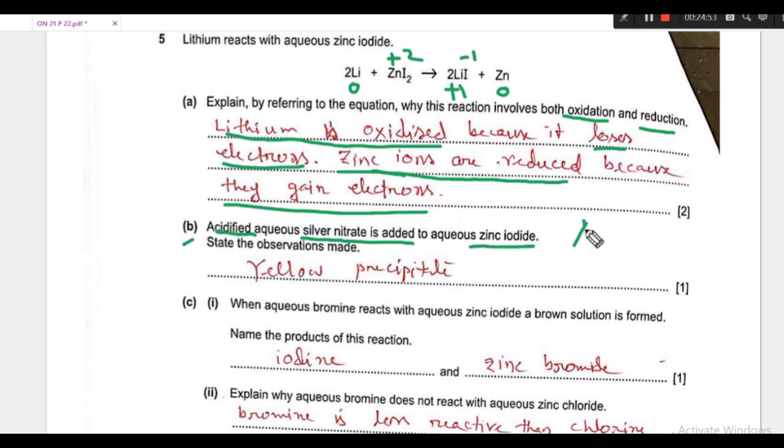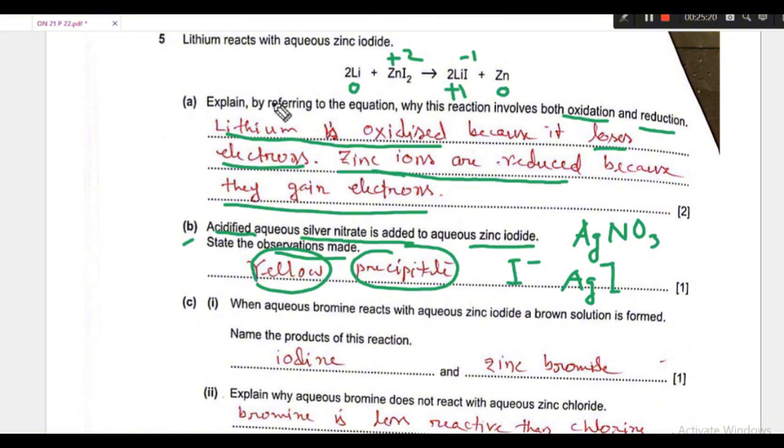Yes. B. Acidified aqueous silver nitrate is added to zinc iodide. You know, silver nitrate is the test for halide ions. So if iodide ion is present, silver iodide, a yellow solid, is produced. So state the observation made: yellow precipitate is formed.